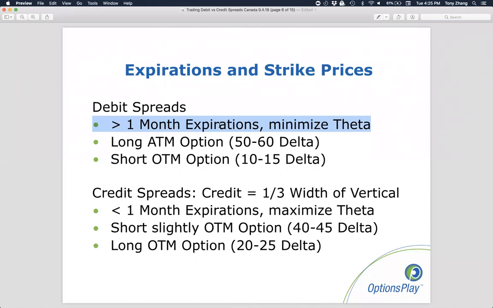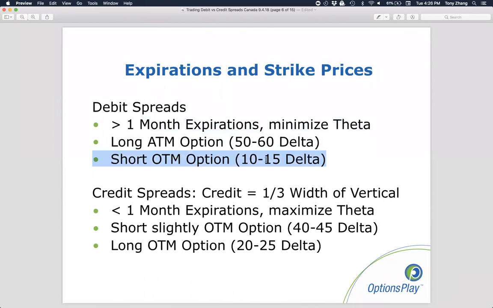Now, we talked about having two legs for each one of these vertical spreads. When we're trading debit spreads, typically what we do is buy the at-the-money option. Anywhere from 50 to 60 delta is usually a good place to start for the long leg. And then we always sell another leg against that. We sell an out-of-the-money option, typically anywhere from about 10 to 15 delta.